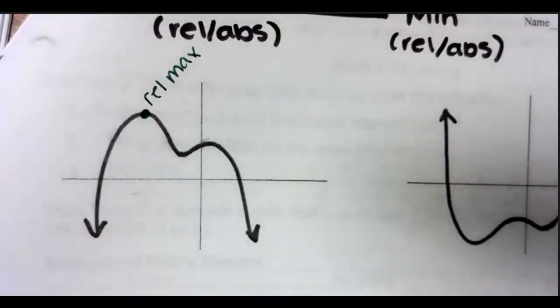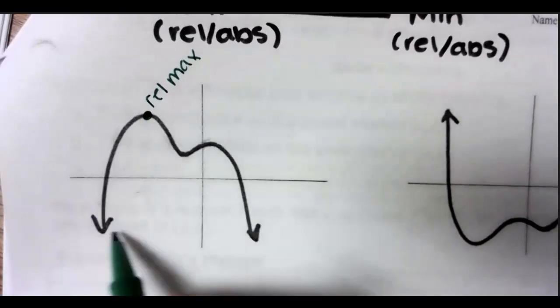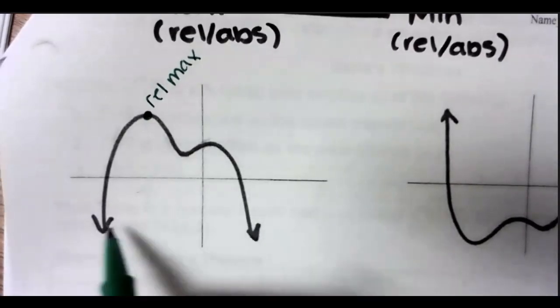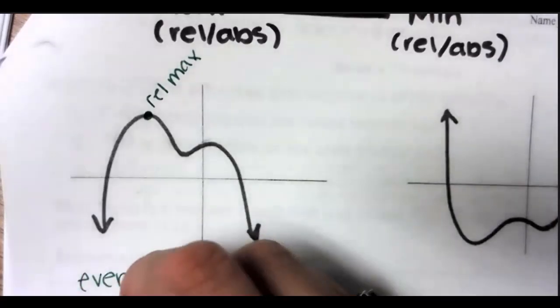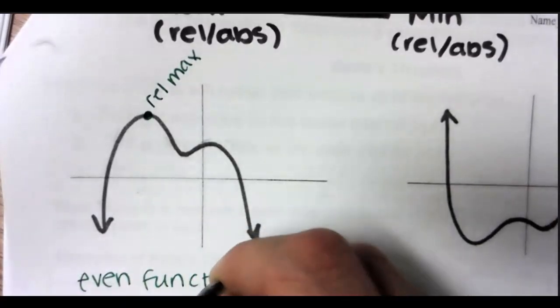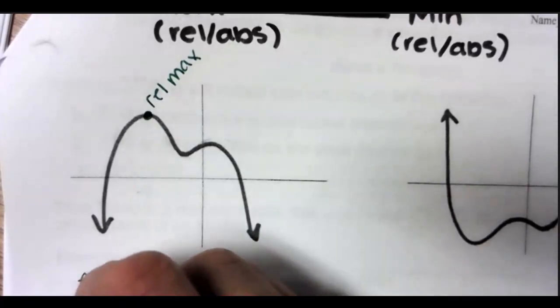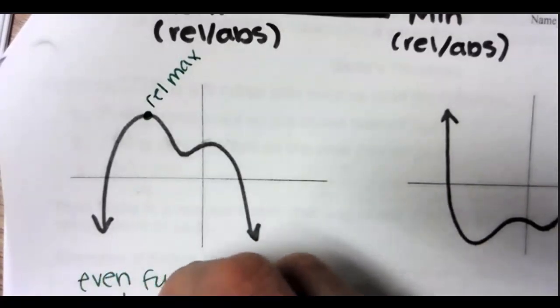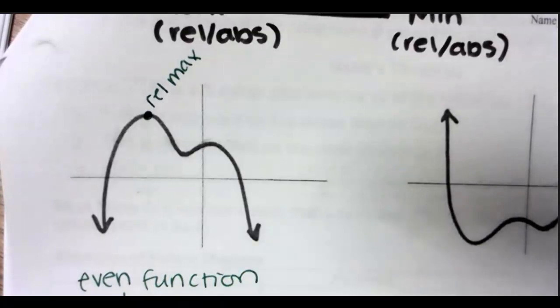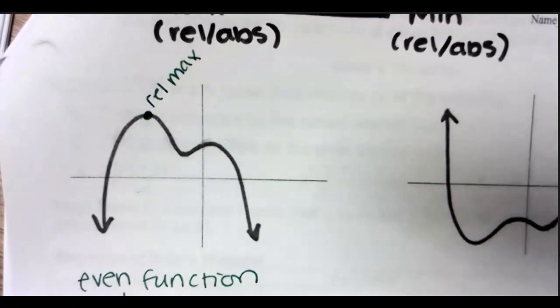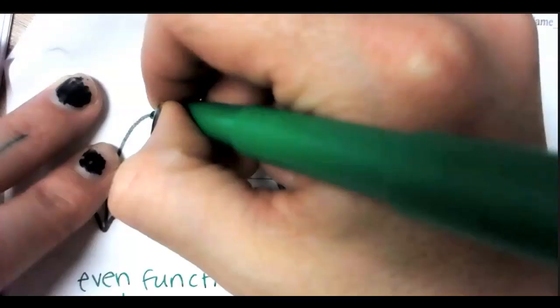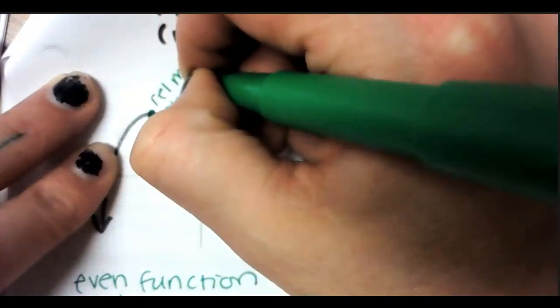It is actually also the absolute. This is an even function because both arrows are going down. So this represents an even function in terms of end behavior. So the end behavior is what we would call even. And that makes this not only a relative, but also an absolute.